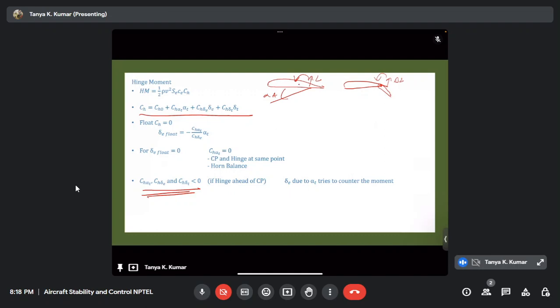If your CP and hinge are at the same point, the forces generated on the elevator will be acting at the hinge and hence it will not have any hinge moment. Another thing is the horn balance. What was the horn balance?